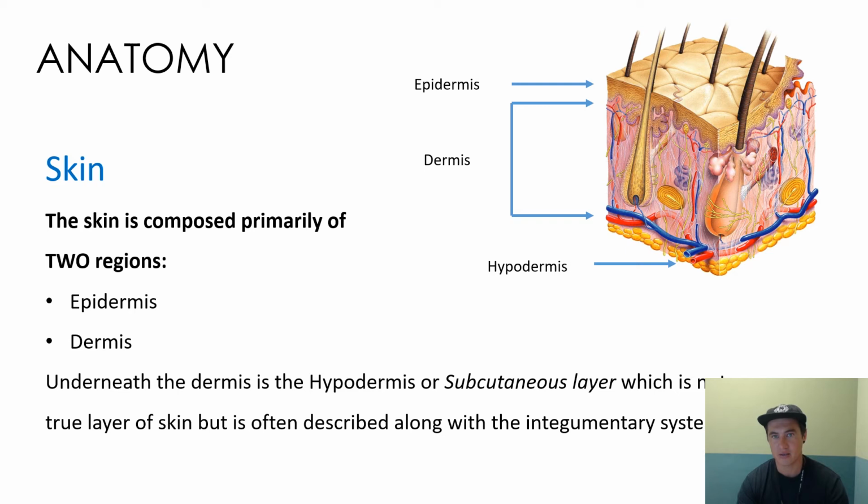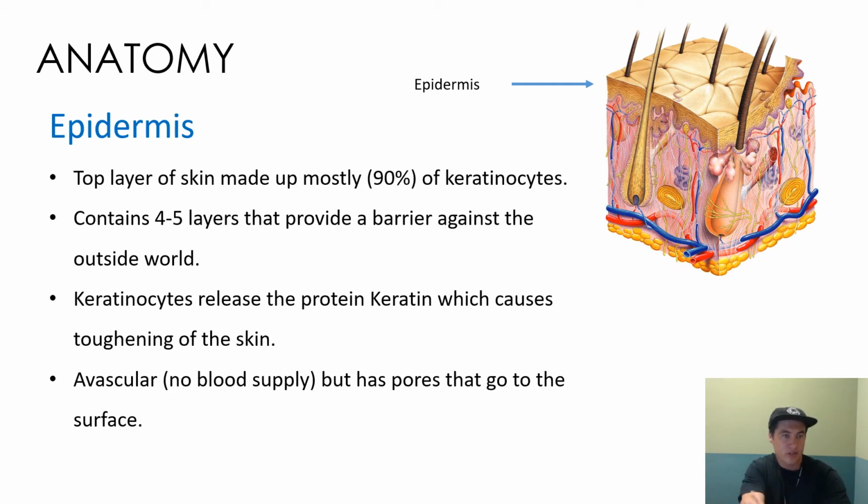Cutaneous, the word cutaneous refers to anything to do with skin, sub meaning underneath. It's not actually considered a layer of the skin, but it is the third layer of skin. So epidermis and dermis are our two layers of skin, and then our hypodermis is a type of connective tissue which sits underneath and actually feeds nutrients up through. Epidermis, top layer, made up of cells called keratinocytes and release a chemical called keratin.